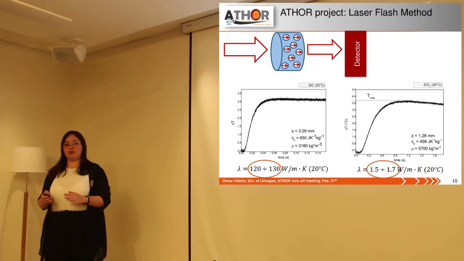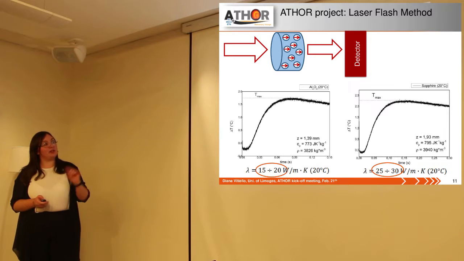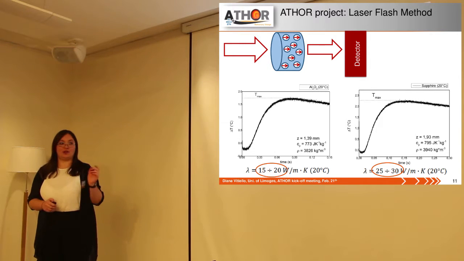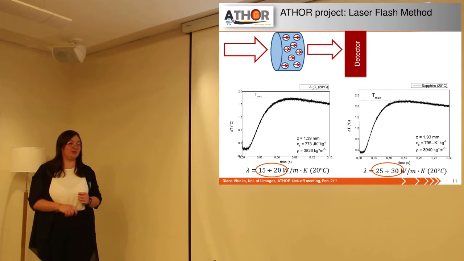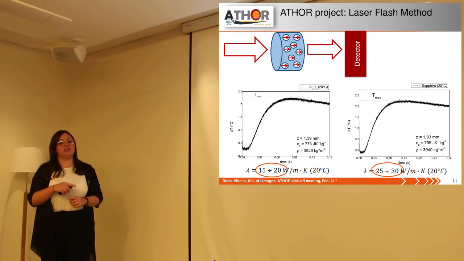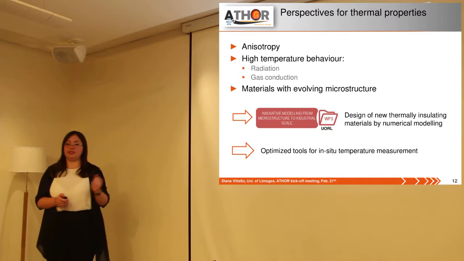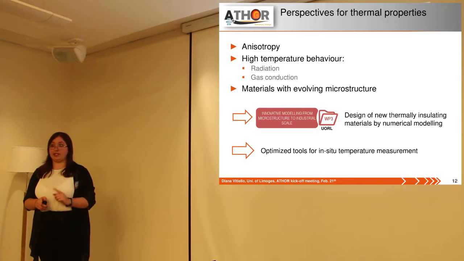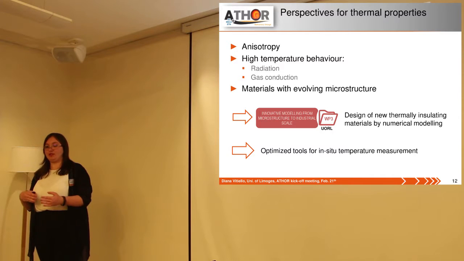For almost the same principle, I made some experiments on the aluminum and sapphire, in this case to show the influence of porosity and also grain boundaries that reduce the thermal conductivity because they make phonon scattering, so reducing the mean free paths, so the thermal conductivity. And in addition to all this information, we are also planning to consider the influence of anisotropy, the influence of high temperature behavior in terms of radiation and gas conduction, that become really important at high temperature, and also the material with evolving microstructure, different phases, different properties, different problems.